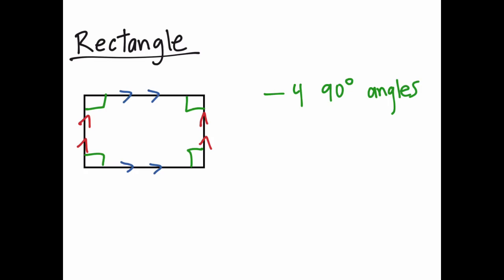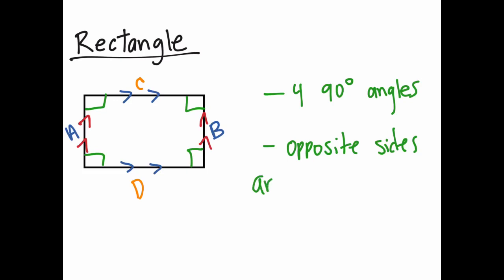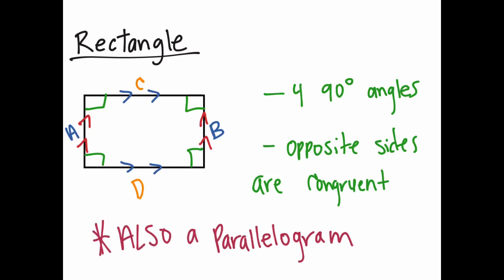Also, rectangles are always going to have opposite sides that are equal. So here we have side A and B and side C and D. Those are equal in length. They are congruent. So we are going to also say that the opposite sides are congruent. And do not forget that a rectangle is also considered a parallelogram.